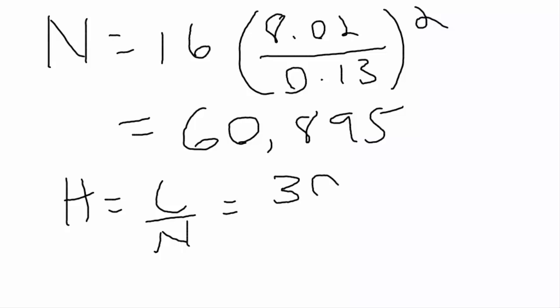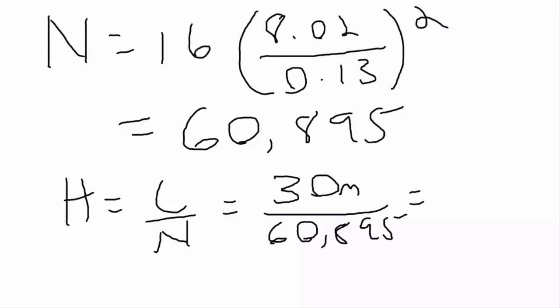then that would be 30 for a 30-meter column divided by the number of theoretical plates, 60,895. We end up with 4.93 times 10 to the minus 4. Minus 4. Get rid of that. And I'll write that again. Times 10 to the minus 4 meters.